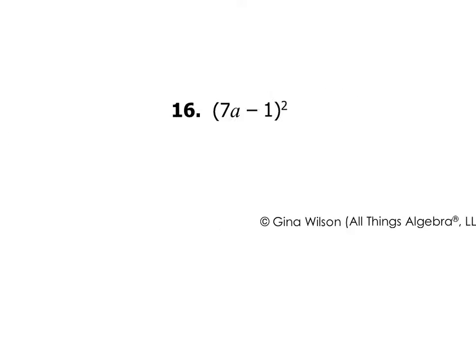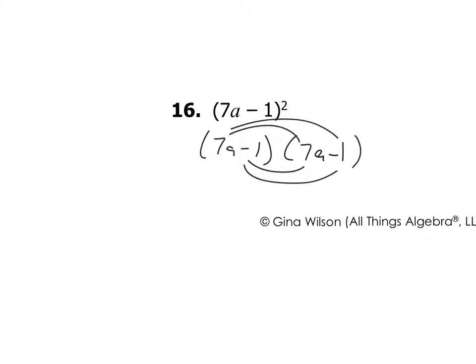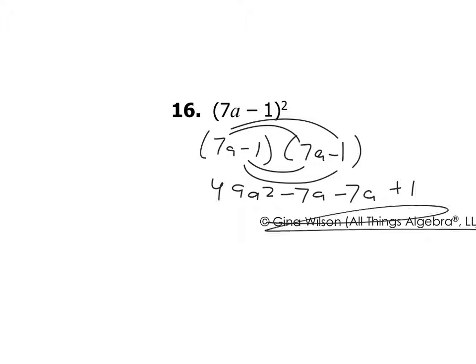And then squared, so you could just split this up, 7a minus 1 times 7a minus 1, and then do the FOIL method. All right, so that would be 49a squared minus 7a minus 7a plus 1. And if you combine like terms, you get 49a squared minus 14a plus 1.